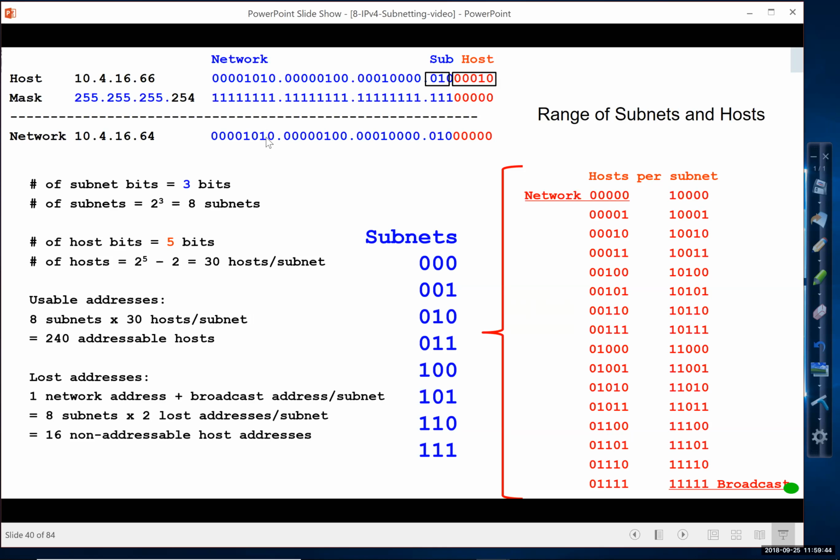Now, looking at our host address, we see that it is on subnet 010 right here. My arrow didn't quite go far enough. 010. That's the subnet it's on. The host is 00010. There's the host. So we could see that this device is a member of this subnet and is this host on this subnet. Kind of cool. Kind of interesting way to look at it.